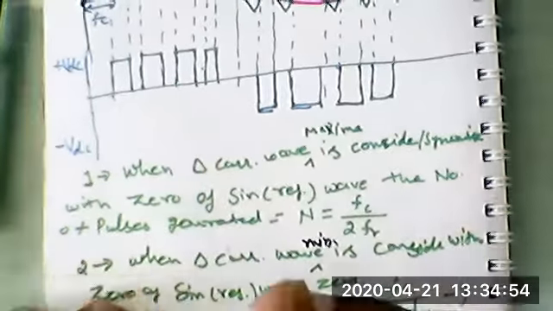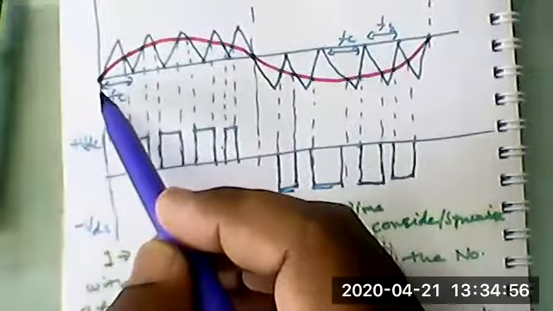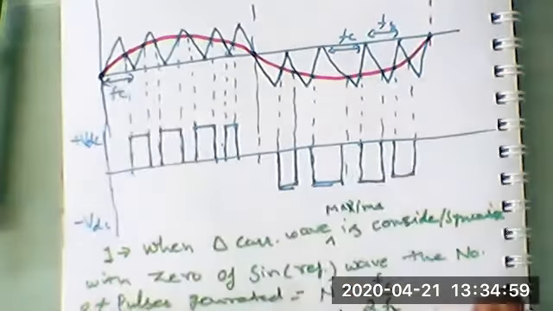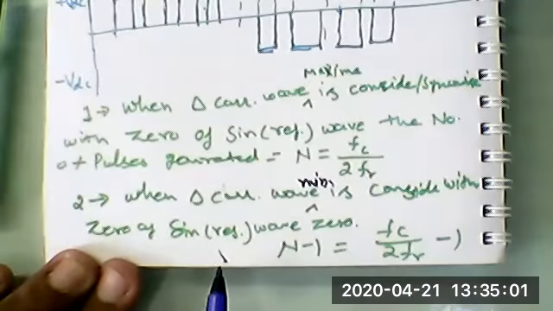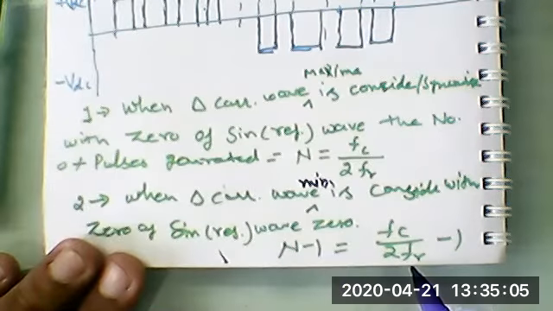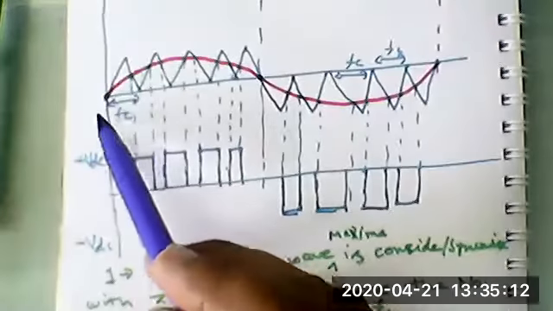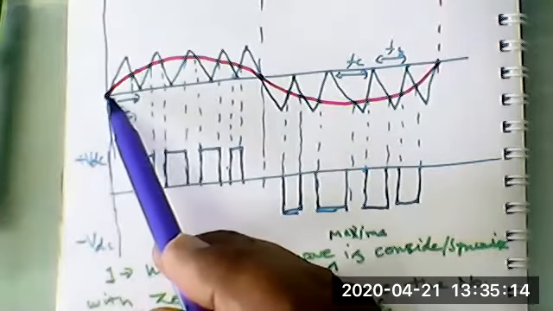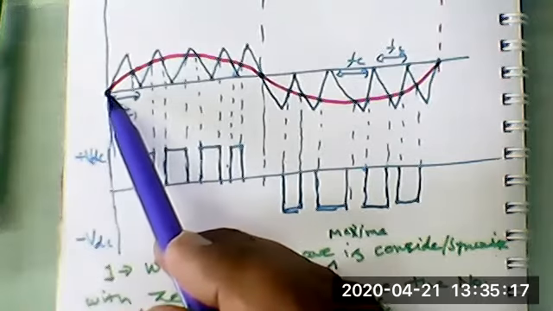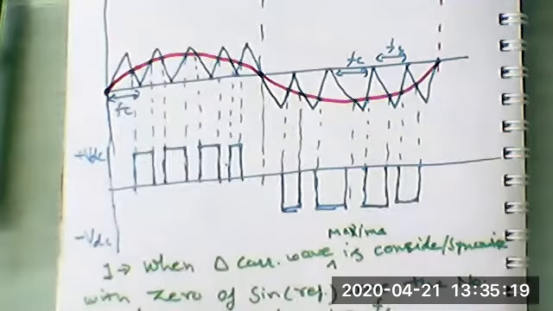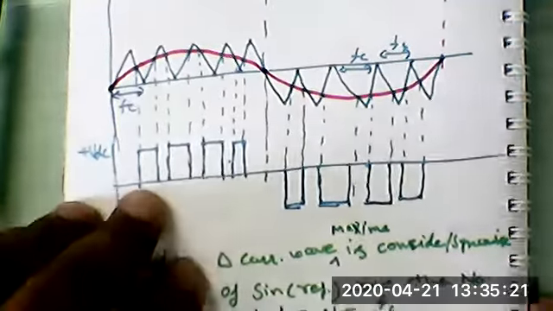Now when the triangular wave is synchronized with sine 0, in that case you will have N minus 1 pulses, where N is given by fc upon twice fr. The number of pulses is 1 less if your triangular wave is synchronized with 0 of the sine wave. It will change the harmonic pattern, right? Any doubt?